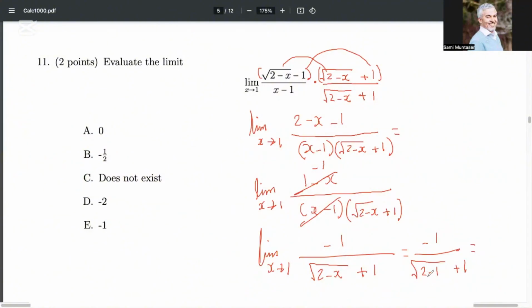And we know 2 minus 1 is 1. The square root of 1 is 1. Plus 1 on the bottom, that will give me 2. And we still have negative 1 on top. So the answer for this question is B.